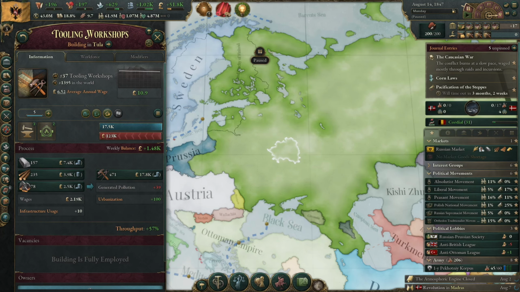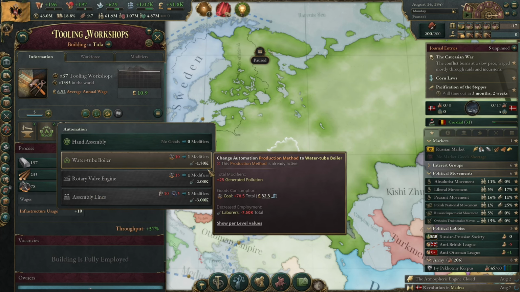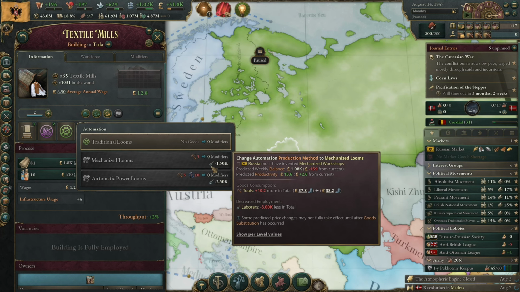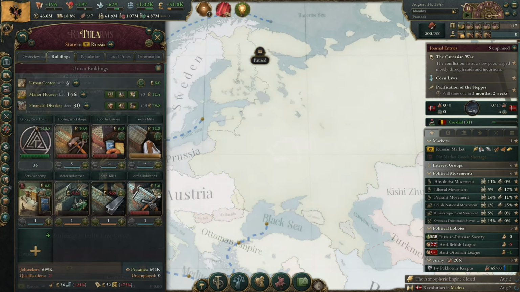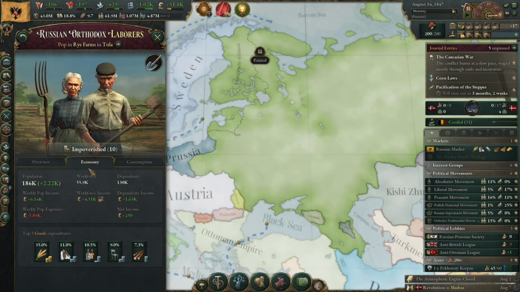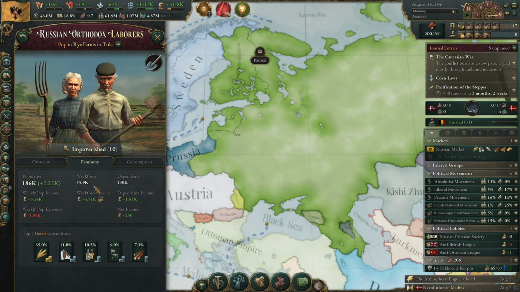Whether a labor-saving production method creates more demand actually depends on a lot of factors. There's the production method itself. Water tube boiler in a tooling workshop fires 1,500 laborers for 10 coal per level. Mechanized looms fire 1,500 laborers in exchange for 5 tools. Harvesting tools replace 1,000 laborers with 2 tools. The workforce ratio is also important because it influences the amount of dependents and thus consumption. And of course, the standard of living of the laborers.